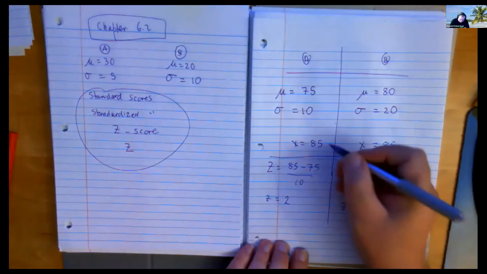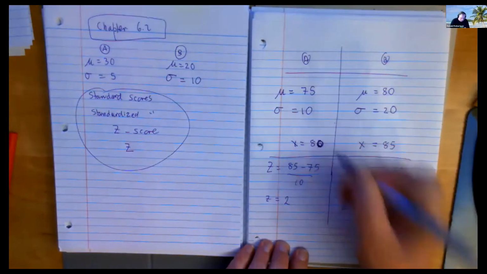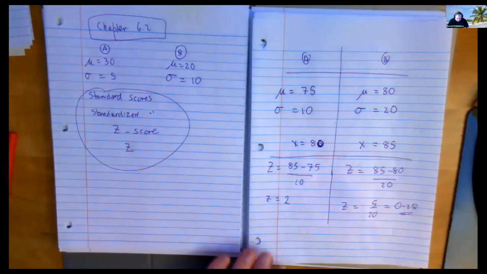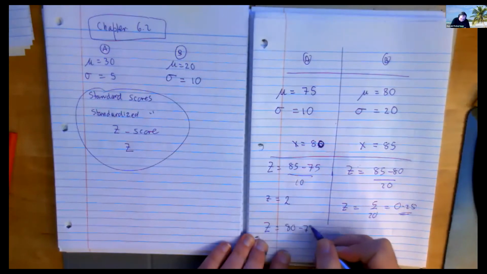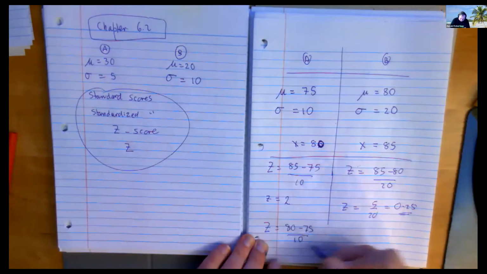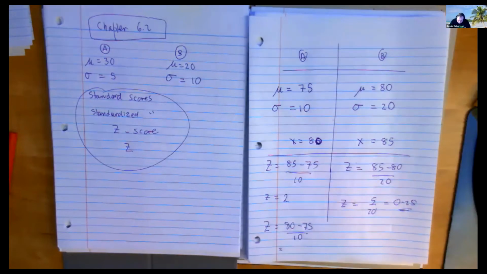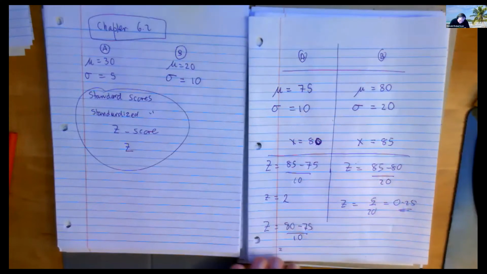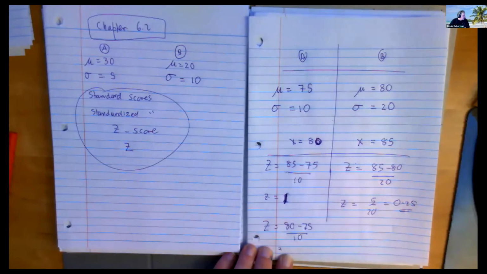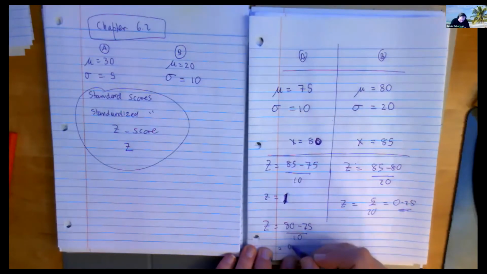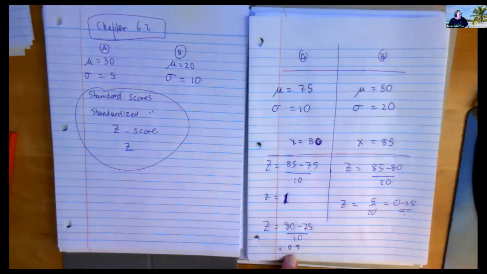In fact, let's suppose this person got 80. What does his Z score look like? Well, 80 take away 75 divided by 10 is, oh, by the way, that's a Z score of 0.5. I counted wrong. Doesn't he still get in?